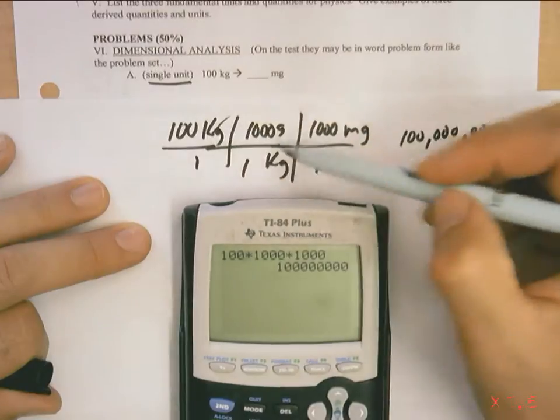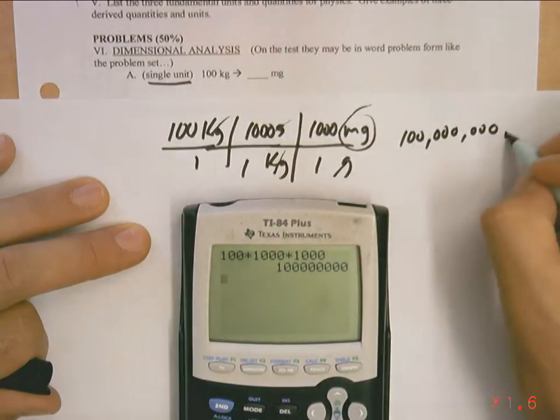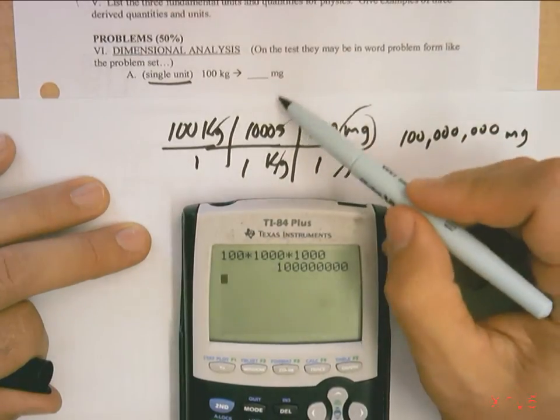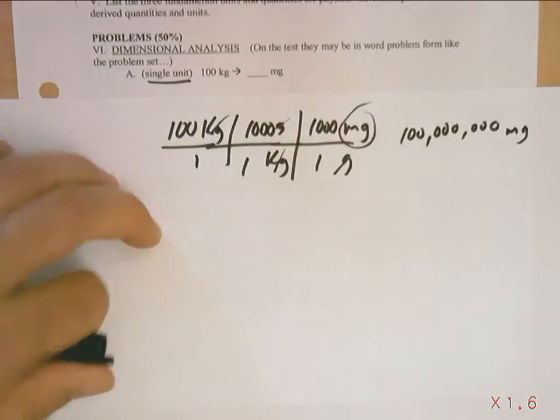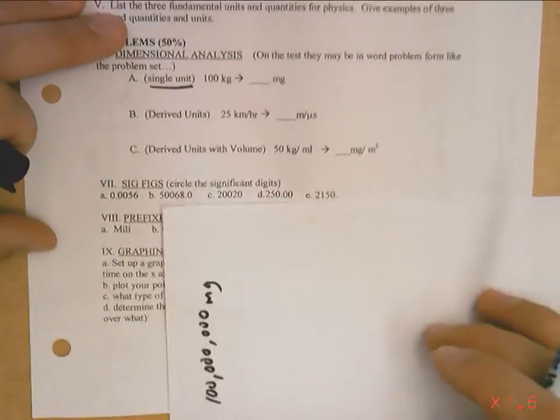And then you can check your units. That's what we wanted to get, was milligrams. That was our path. Milligrams, milligrams. We have unit agreement. That means we did it right.